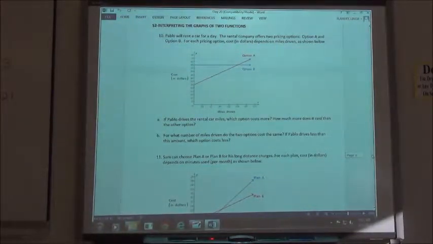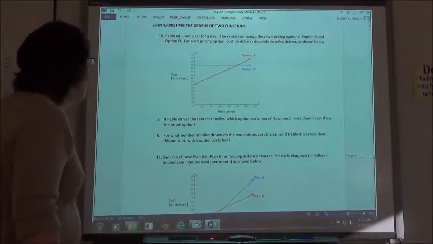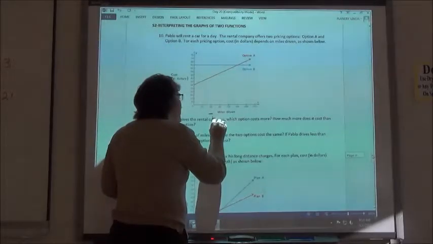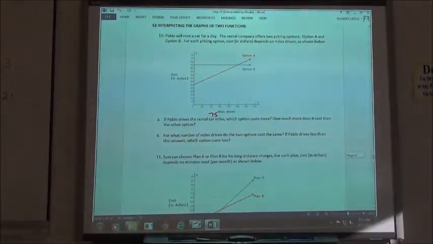So it says if Pablo drives the rental car, yes, that was supposed to have a number in there. I think it was 75. We're going to make it 75.